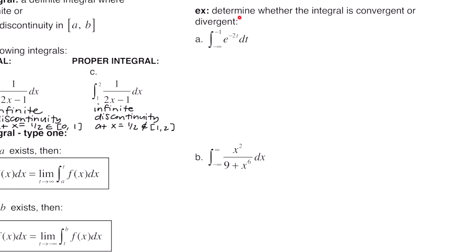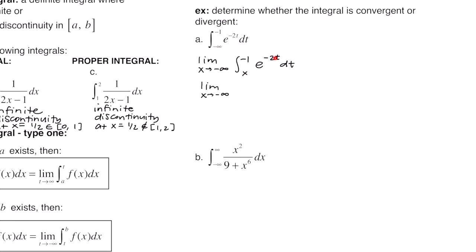This example says determine whether the integral is convergent or divergent. So it's an improper integral because our lower limit is negative infinity. So our first step is to bring in a limit in front. Since this has t in it, I'm going to use x in our limit. So we have the limit as x goes to negative infinity, and then I put x right here where our negative infinity was originally. So now we're ready to integrate.